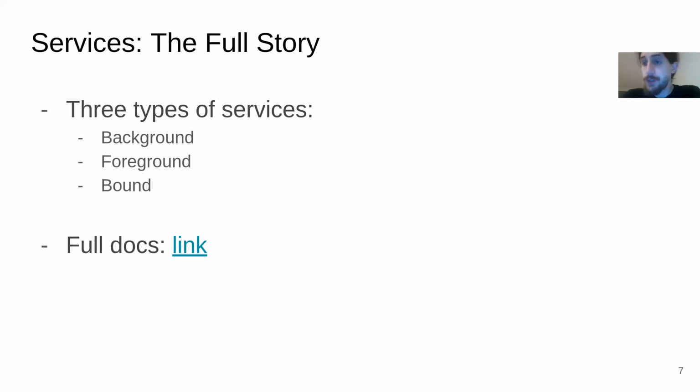So the full story about services is a bit more complicated. I kept saying services are something to use when you need to do something in the background. It turns out there are three types of services: background, foreground, and bound. I want to go through them because they're actually used by real-world applications, and the full documentation is at this link if you are curious.